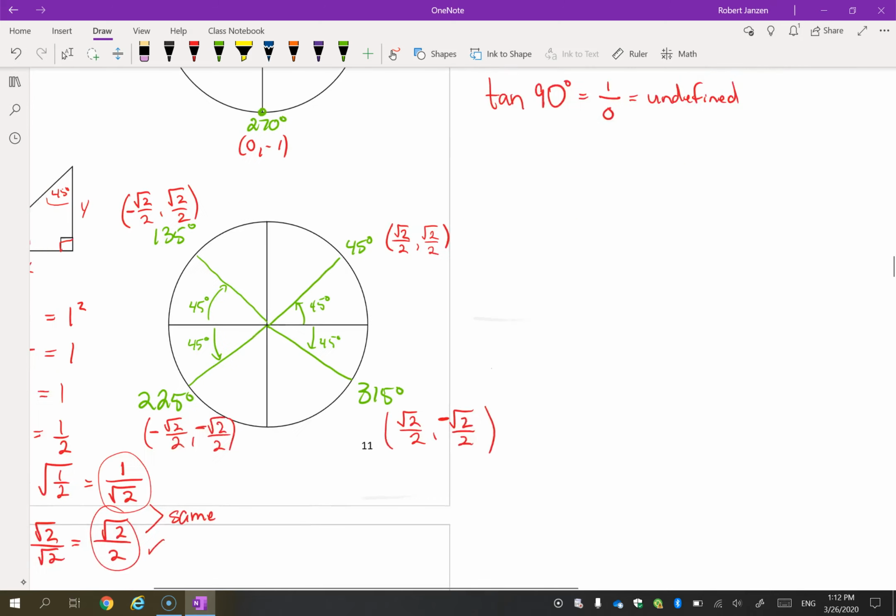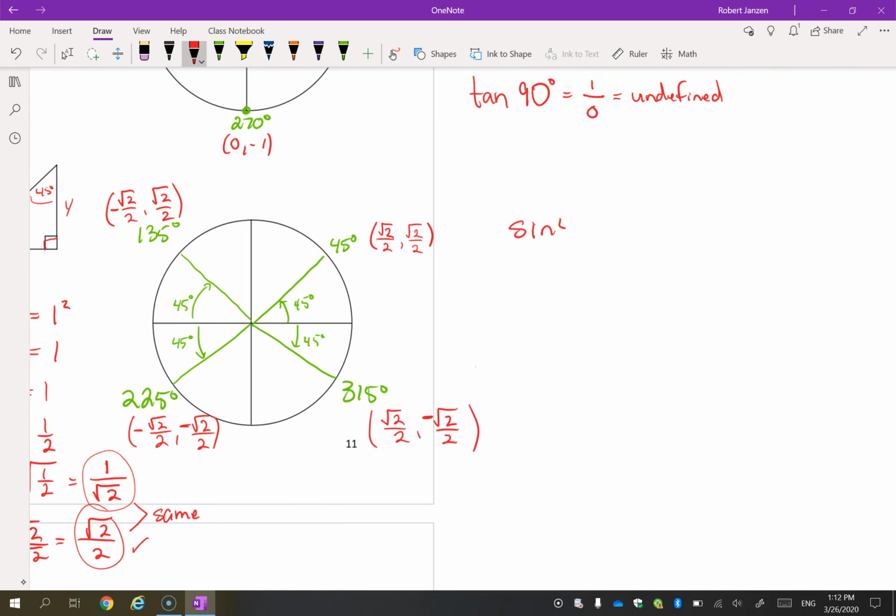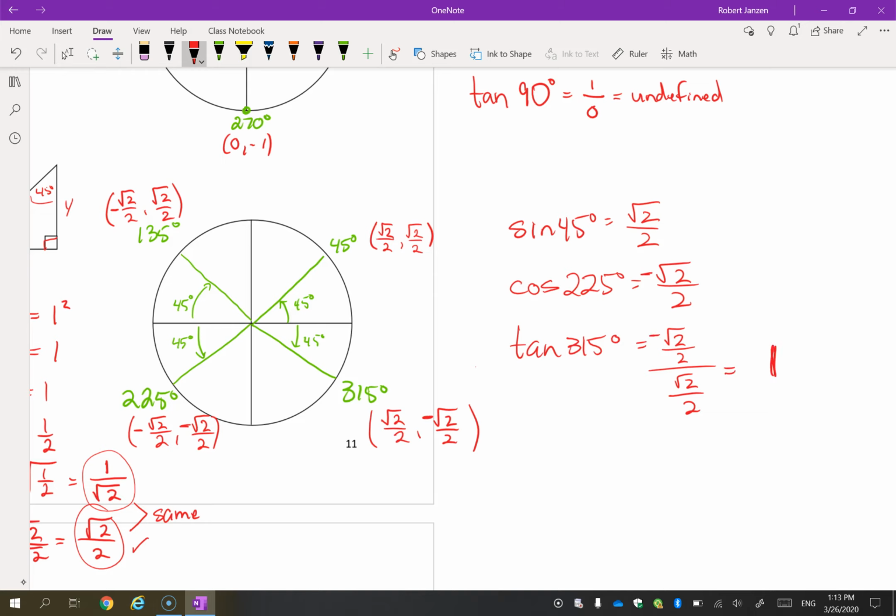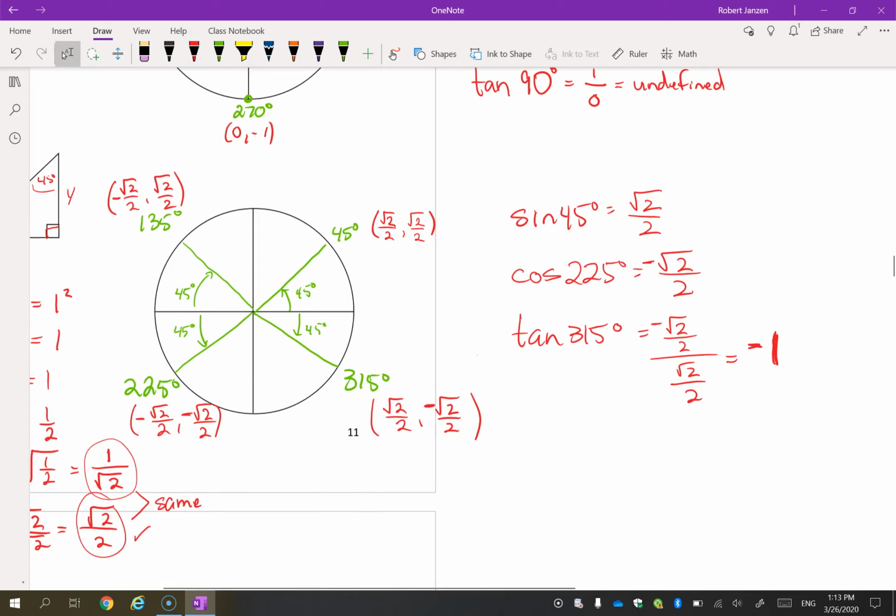Okay, so let's try a few of these. What is sine of 45 degrees? Root 2 over 2. What is cosine of 225 degrees? Root 2 over 2. Negative. What is tan of 315 degrees? Okay, well this one, I'm going to show you once and then you're going to know from now on. If you have root 2 over 2 divided by root 2 over 2, now sine is negative, this is going to be 1. And since one of them is negative, you get negative 1. Okay?